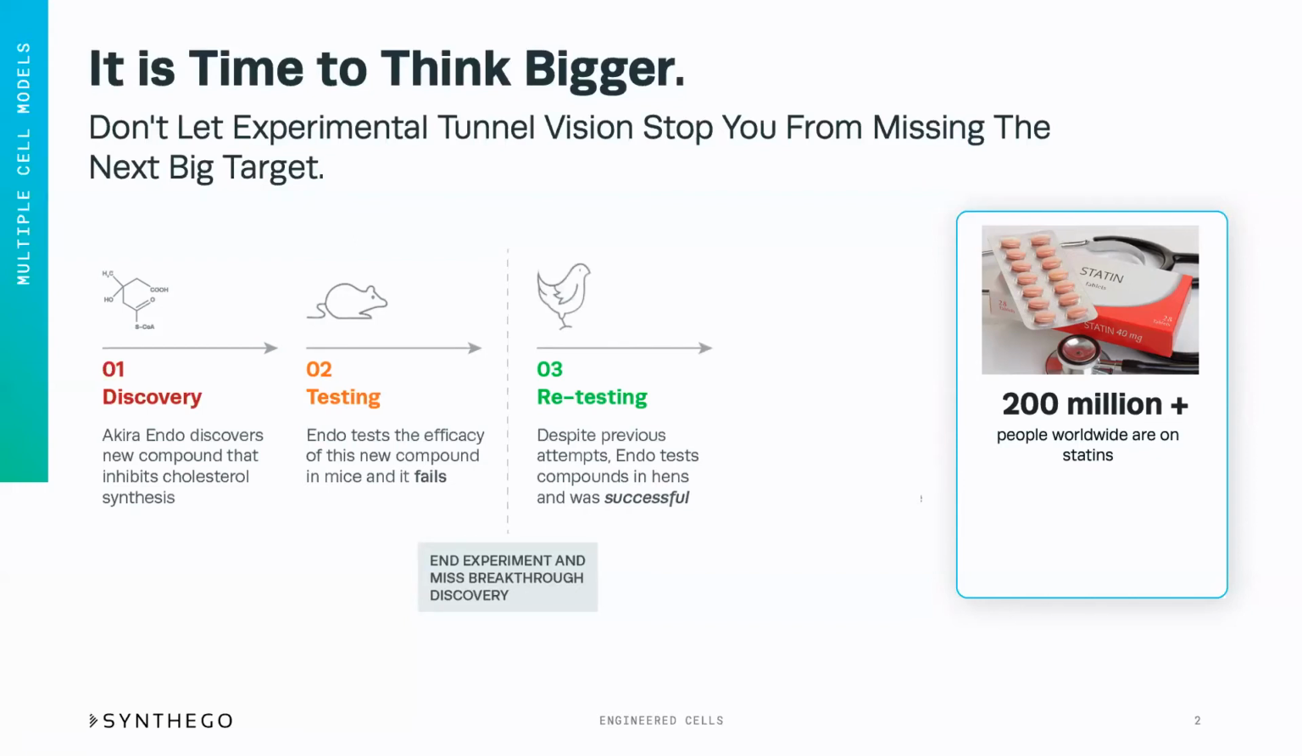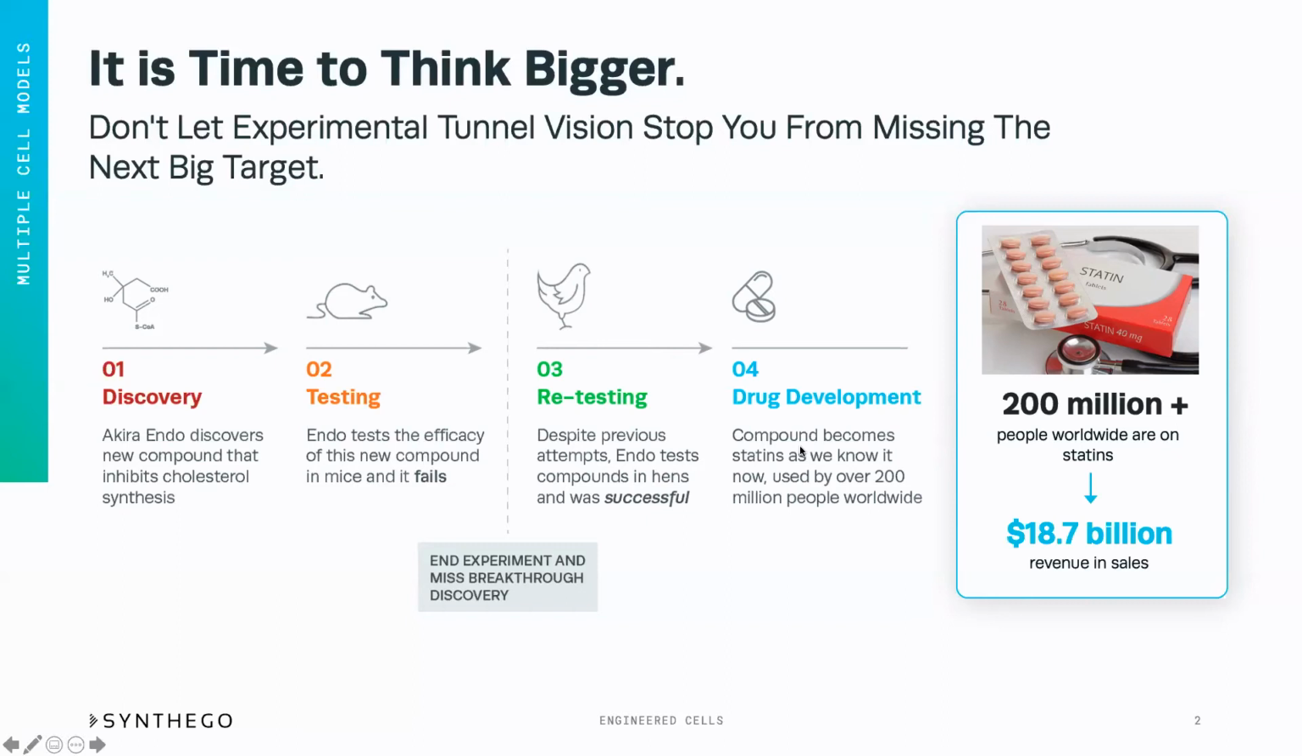And this really was the pivotal point to develop statin as a drug that is used by so many people around the world. And in fact, this is one of the most successful drugs in the world, bringing in $18.7 billion of revenue in sales every single year, and obviously helping a multitude of people in this case. So how can you leverage this kind of Endo-like thinking to really reduce that experimental tunnel vision that we usually get into once we get into the lab?